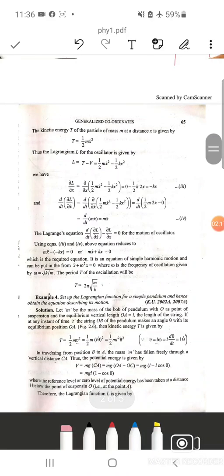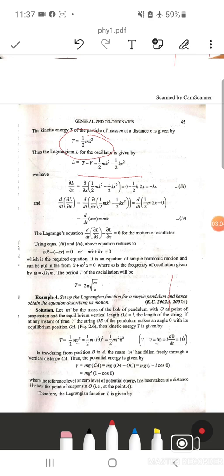Similarly, the kinetic energy of a particle of mass m at a given distance x is given by 1/2 m ẋ², where ẋ² is the square of the velocity, as ẋ represents the first derivative of the position with respect to time, which gives the velocity. Then the Lagrangian for the oscillator is given by L. L is the Lagrangian function, equal to T - V, where T is the kinetic energy and V is the potential energy. So L = 1/2 m ẋ² - 1/2 kx².